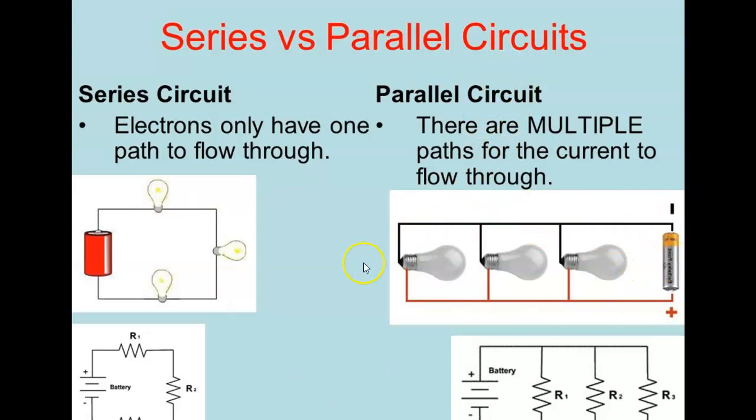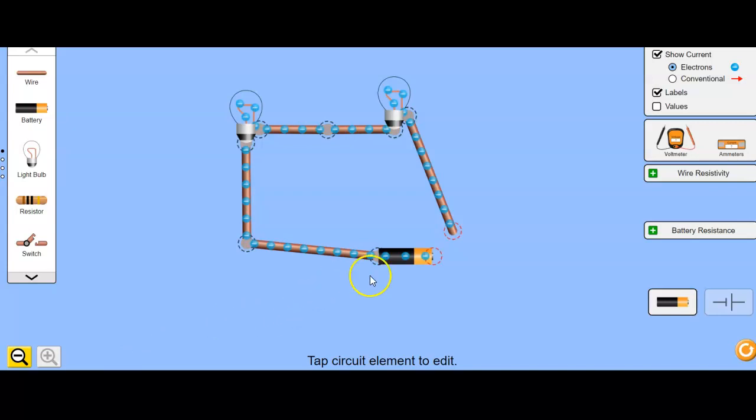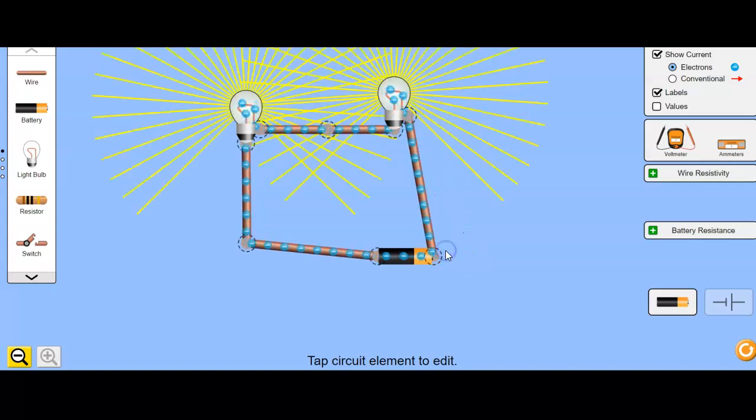Okay, so here's a basic diagram with three light bulbs. In the series circuit, the battery just makes one loop with the light bulbs. The parallel circuit, if you look at it, makes different loops to each light bulb. Now I want to show you a little simulation that demonstrates what's going on here. Okay, so this one is a series circuit. I've got a battery, wires, and these two light bulbs, and we're going to make a complete loop.